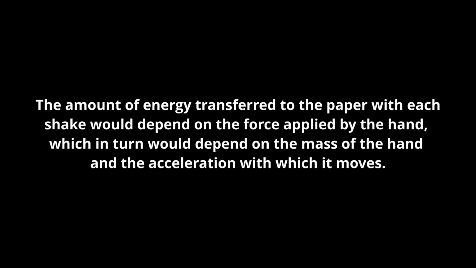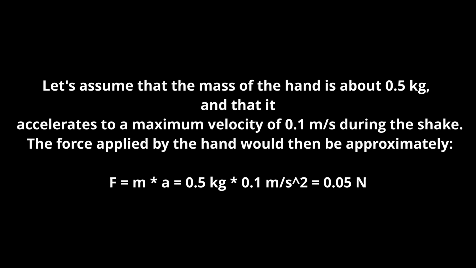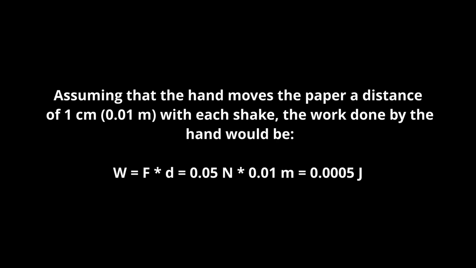The amount of energy transferred to the paper with each shake would depend on the force applied by the hand, which in turn would depend on the mass of the hand and the acceleration with which it moves. Let's assume that the mass of the hand is about 0.5 kilograms, and that it accelerates to a maximum velocity of 0.1 m/s during the shake. The force applied by the hand would then be approximately F = ma = 0.5 kilograms × 0.1 m/s² = 0.05 N, assuming that the hand moves the paper a distance of 1 centimeter, 0.01 m.